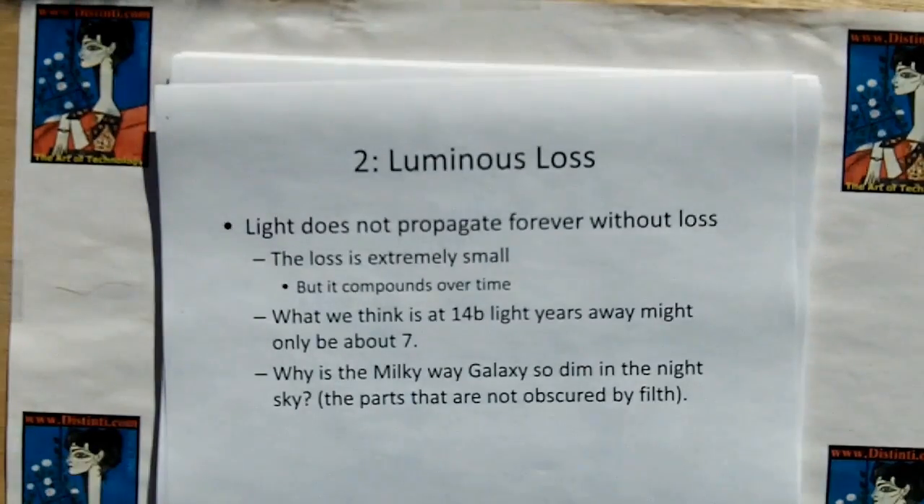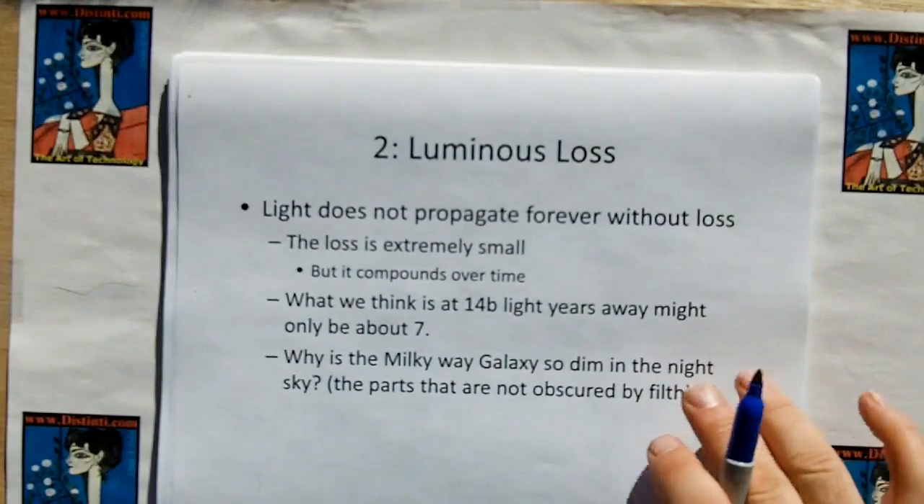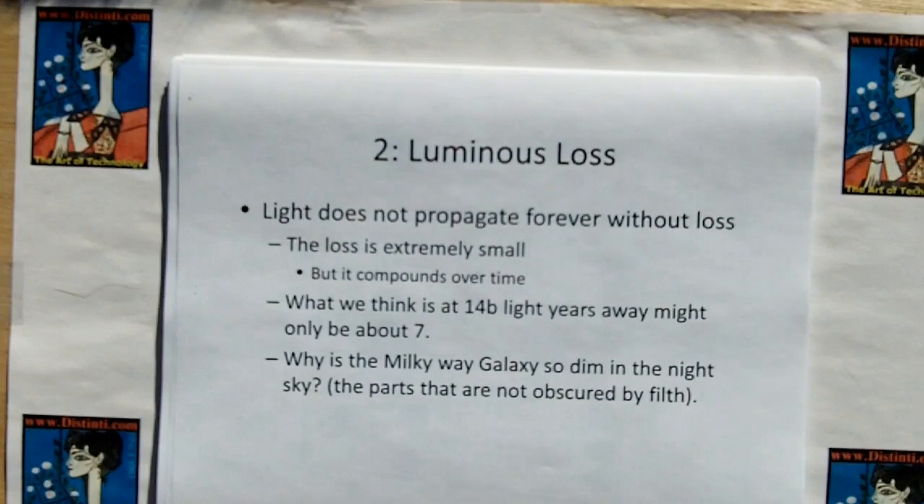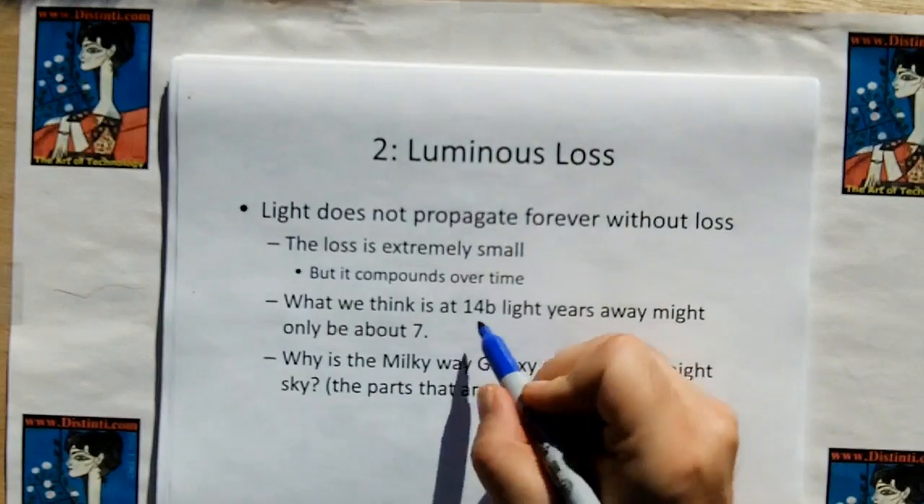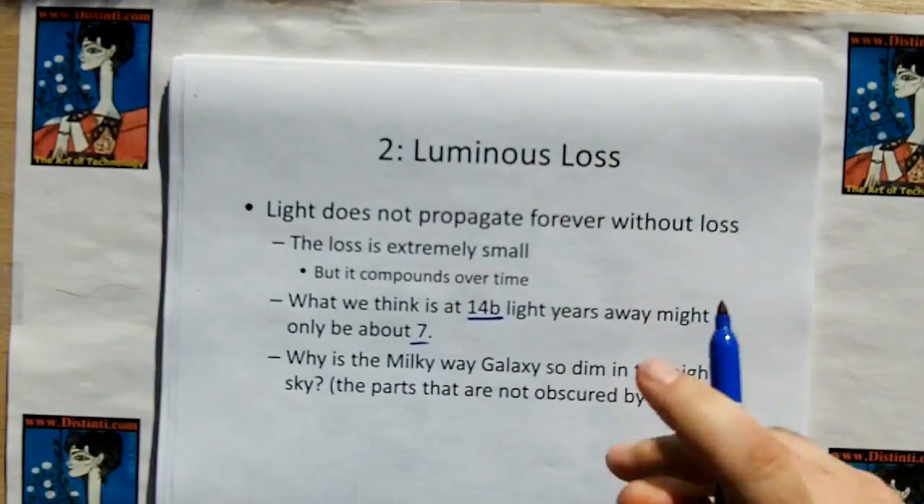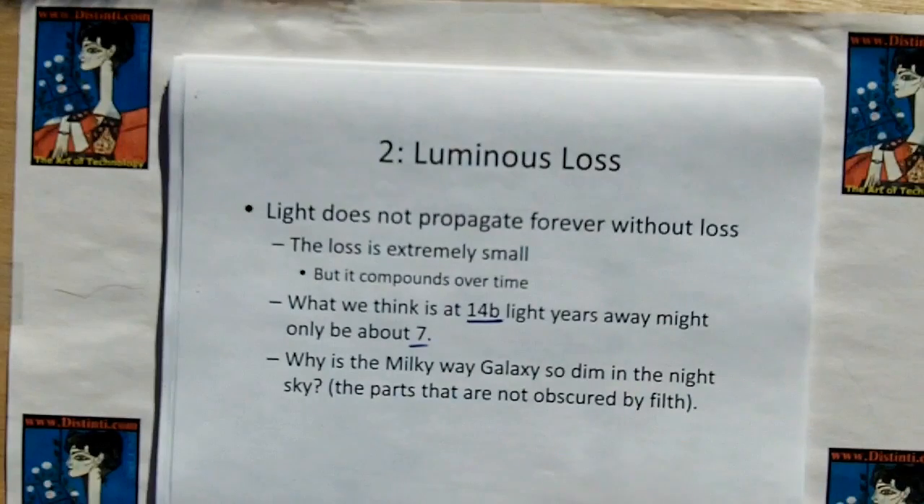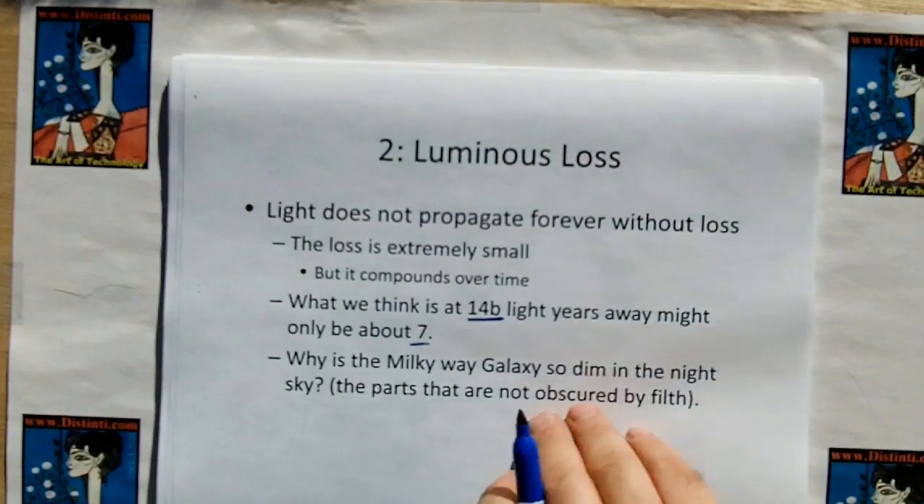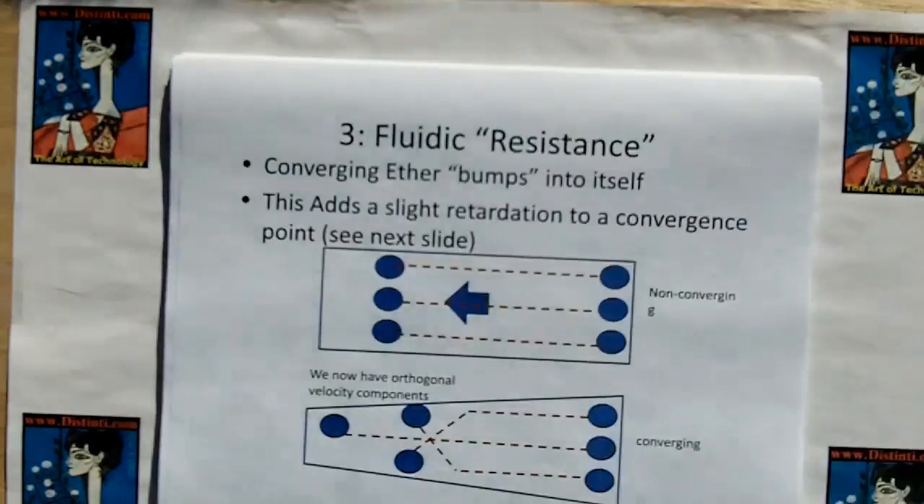The second manifestation of the viscosity is luminous loss. Light does not propagate forever. The loss is extremely small, but I'm pretty sure that what we think is 14 billion light years away is really only about 7. And why is the Milky Way galaxy so dim in the night sky? I understand there's filth, but the parts of the Milky Way that aren't obscured by filth are incredibly too dark. I made that point in, I think it was video number 5.